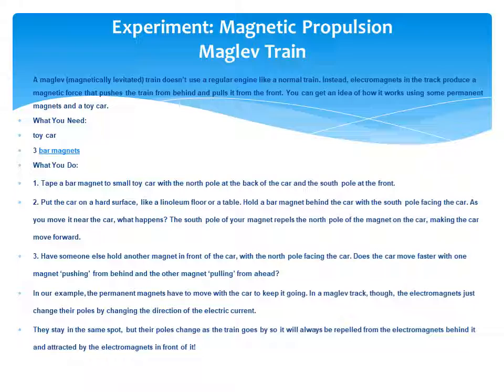As part of your homework, I want all students to try this experiment at home. It's called magnetic propulsion. It's like designing your own small maglev train. What you need is a toy car. I'm sure all of you have a toy car at home, and you need three bar magnets, which are long thin magnets. Try to find magnets and just follow steps 1, 2, and 3. It's pretty simple and can be done at home.